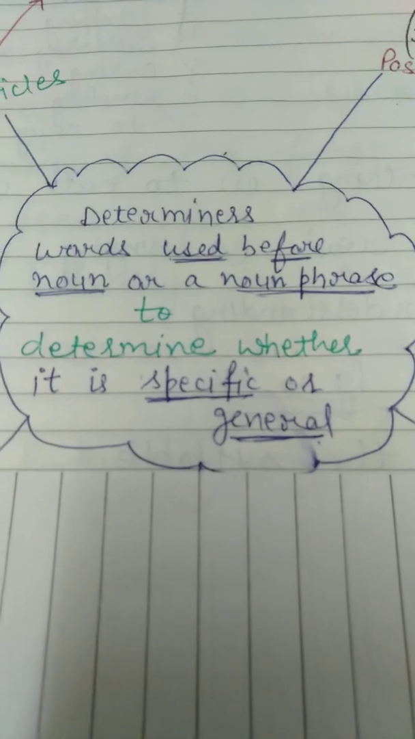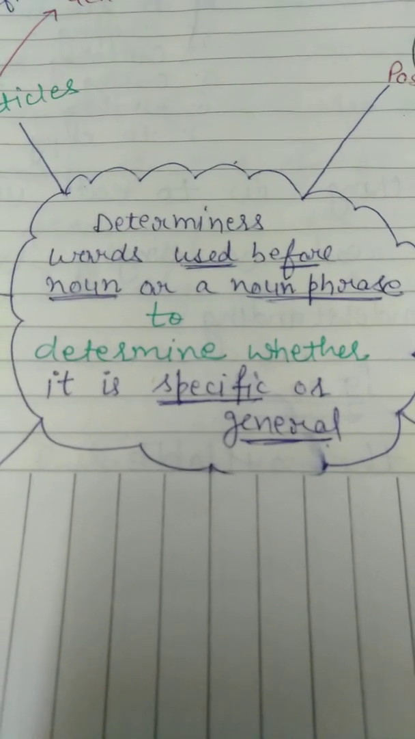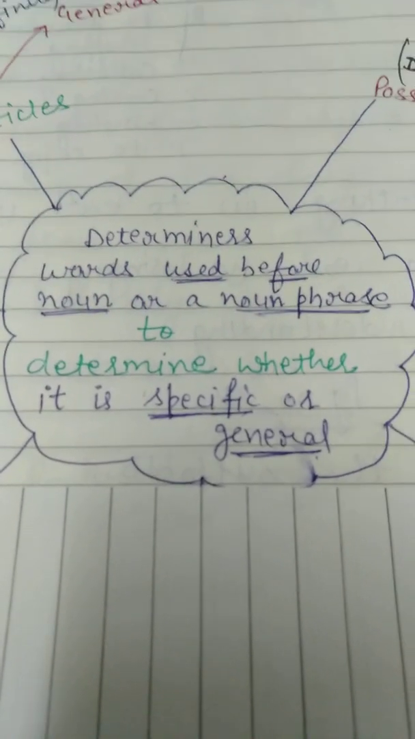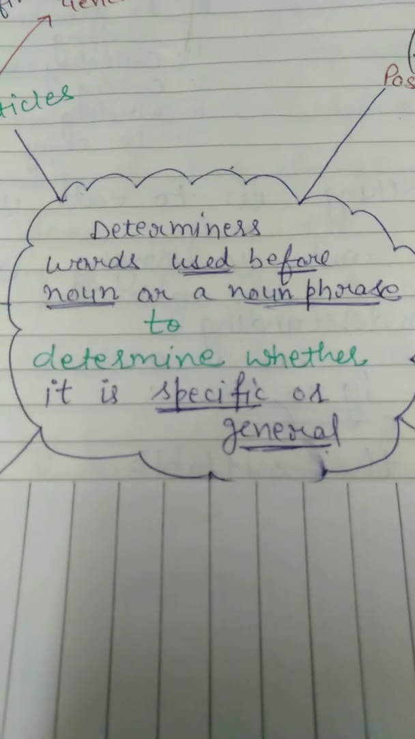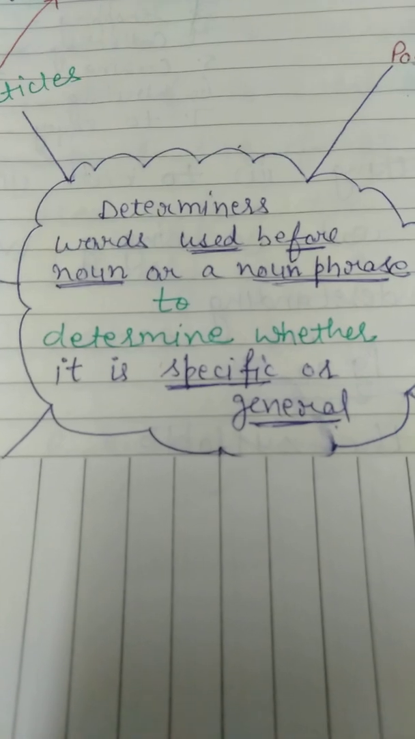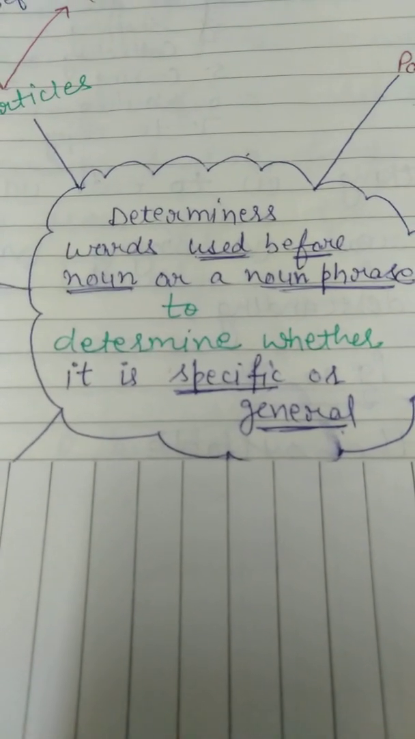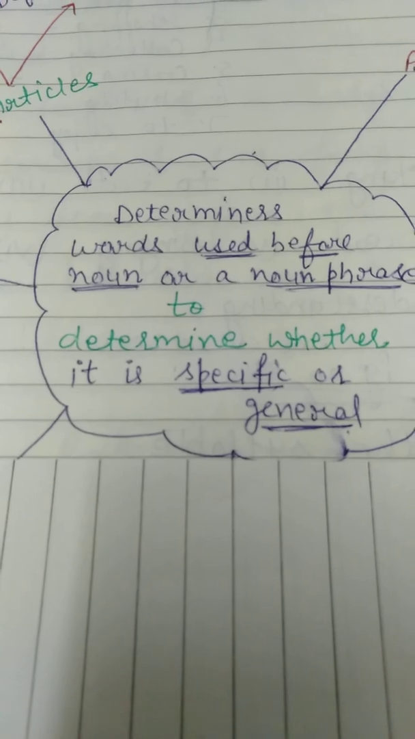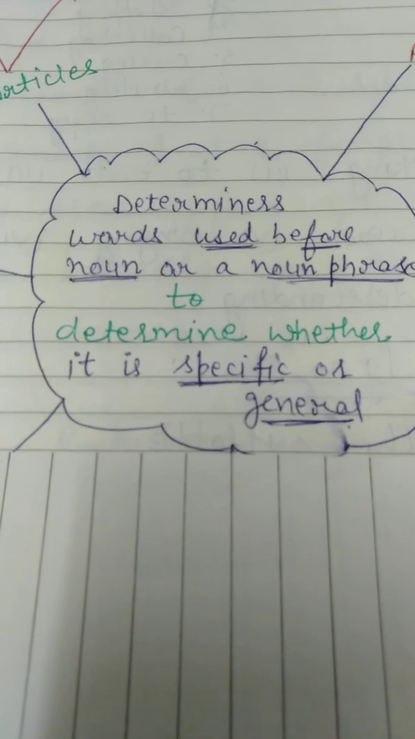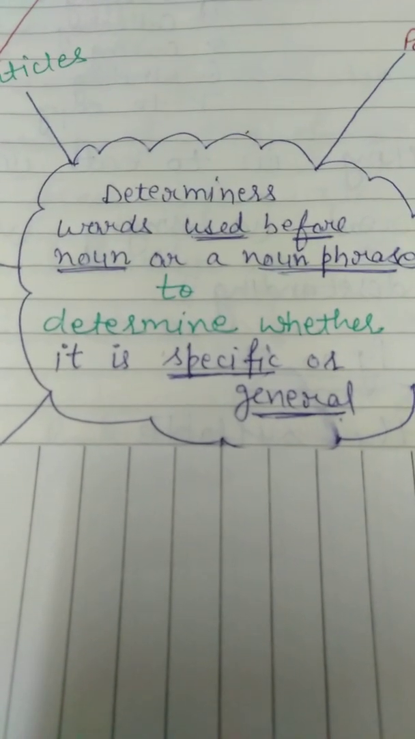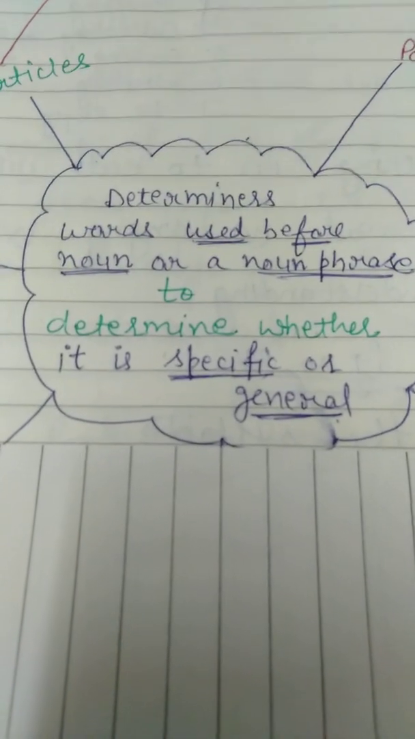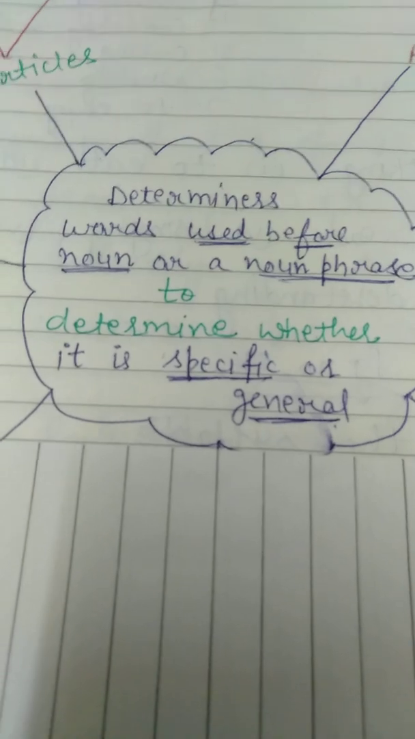So first of all, we will talk about what are the determiners. Determiners are the words. Which words? The words which are used before the nouns or noun phrases. Then what is the uses of determiners? Why we use the determiners? They are used to determine whether it is specific or general. It is used here for the nouns. Determiners tell us that the noun about which we are talking, is that noun specific, is that noun special or general, common. Now I will tell you the types.